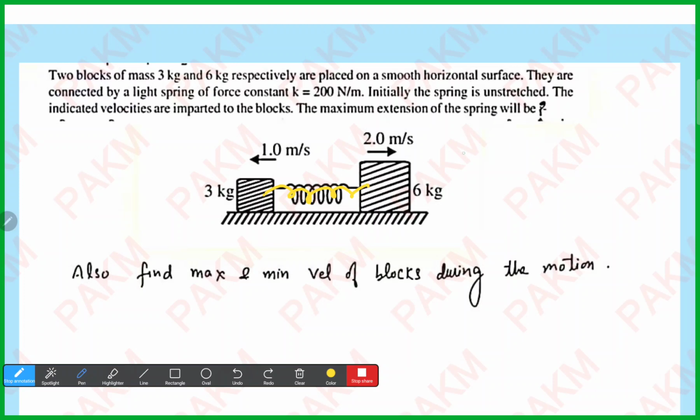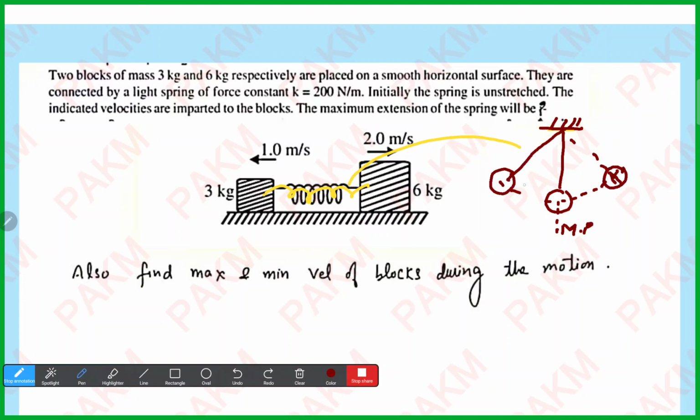Now we can compare this situation to a pendulum situation. Here you can say this is a pendulum, and the pendulum is at rest. This is called the mean position. Once you start pushing it from its mean position, it goes to the extreme position. So this is the mean position, and this is the extreme position.